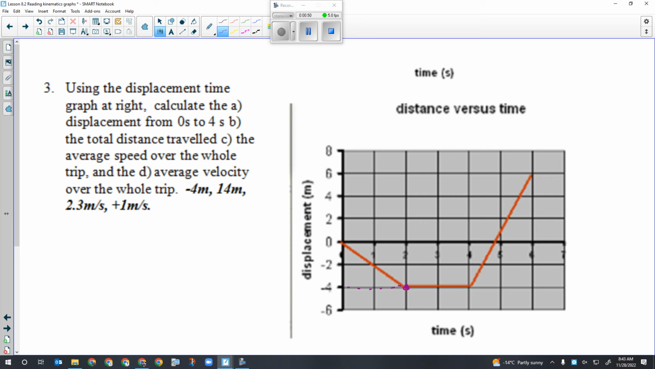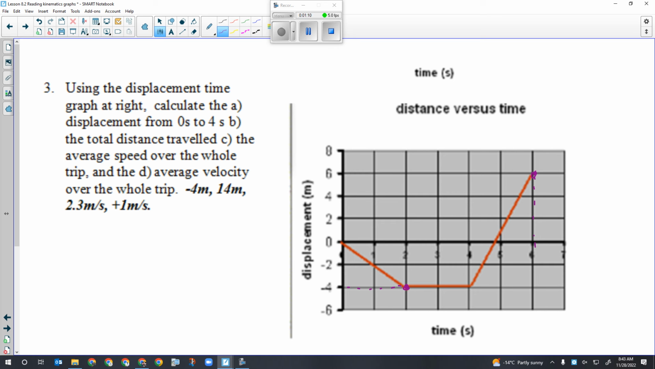I could also ask that in the reverse and say, what is the time when the object is at a position of +6 meters? And you would go, oh, here's where it's at a position of 6 meters. That happened at 6 seconds. So those are the two things we can read directly off the graph.